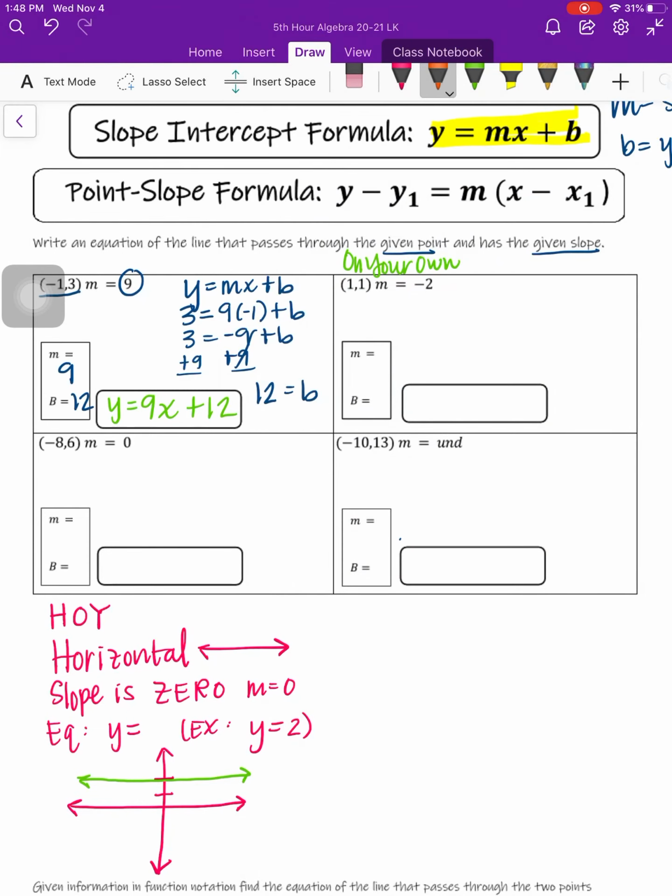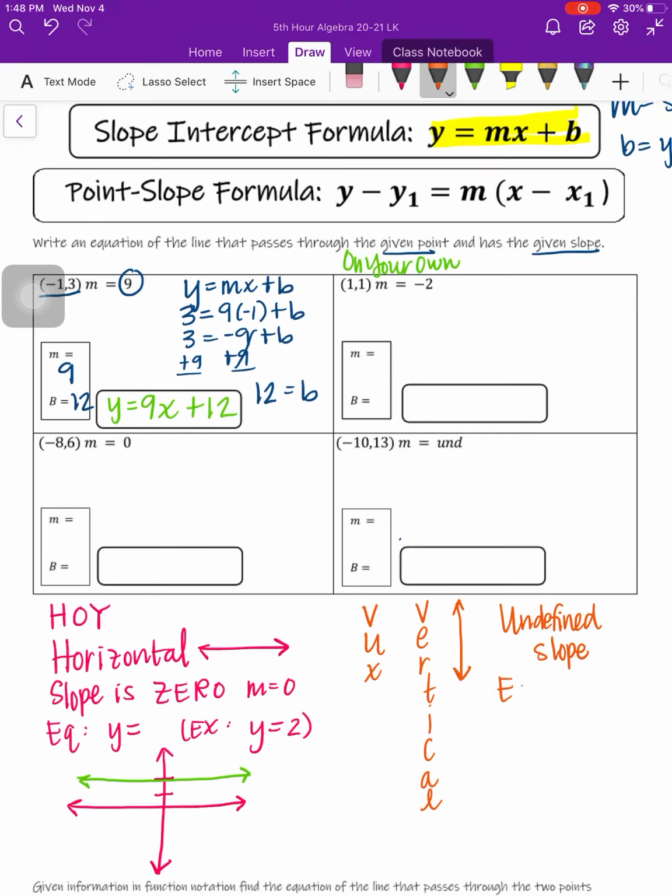Our other scenario, VUX, is a vertical line. So that means it runs up and down. U stands for undefined slope. So we can't use a number for that.